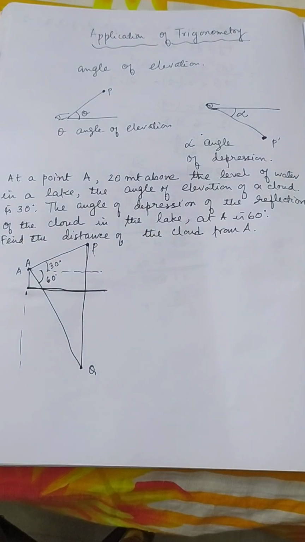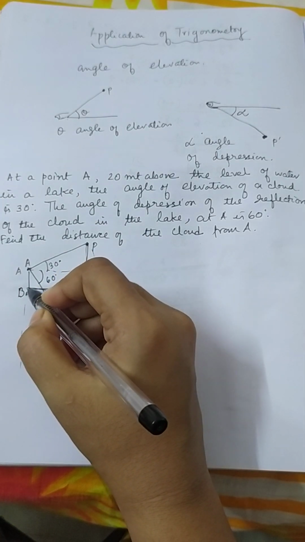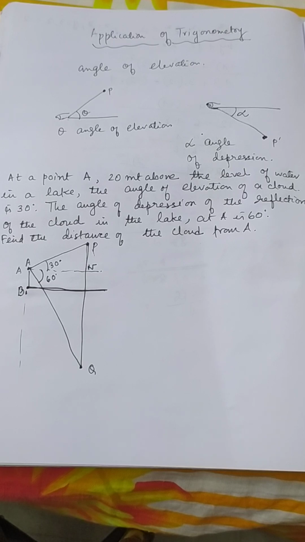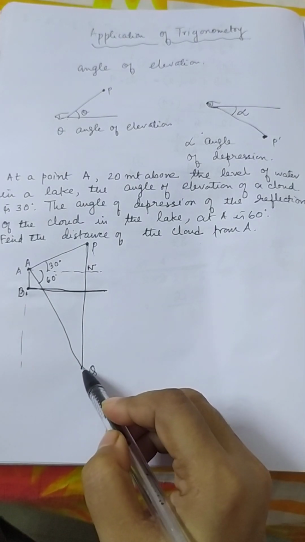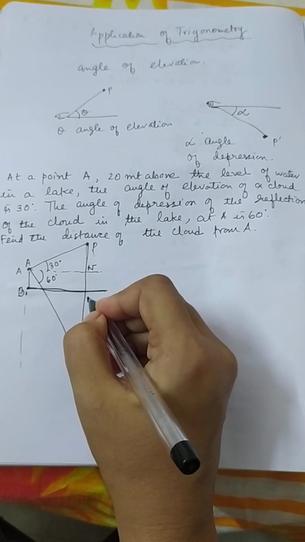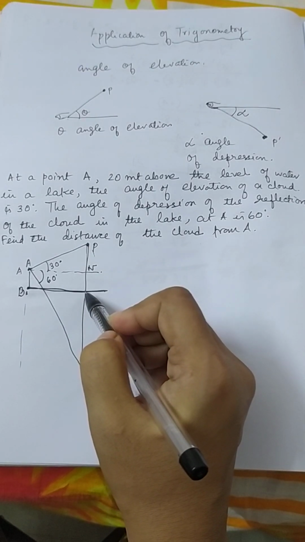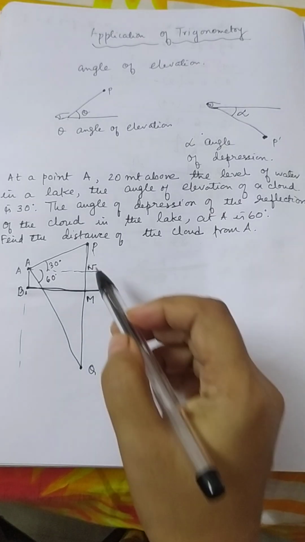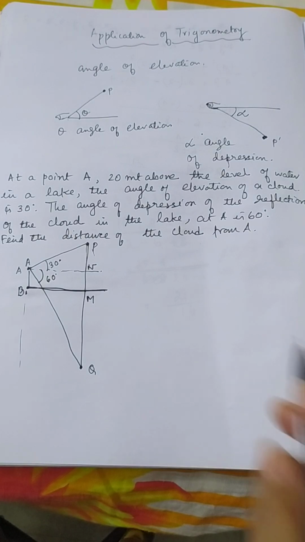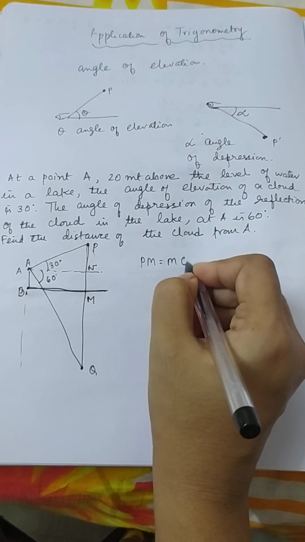Okay, and this point is known as point B. I am naming this point as N. So from here itself you can easily understand that if Q is the reflection of the cloud in the lake, then obviously, from this picture, this length is equal to this length, because if the reflection comes straight, it goes back. So PM should be equal to MQ.